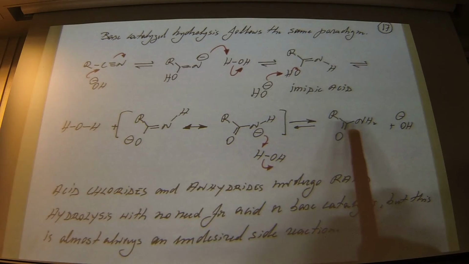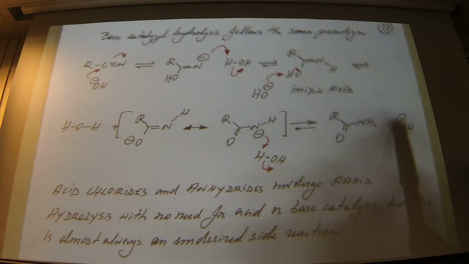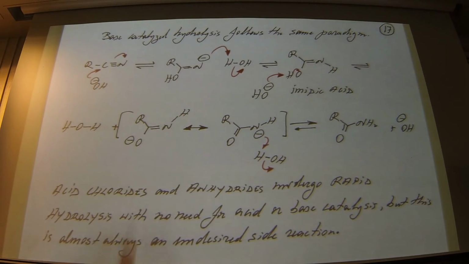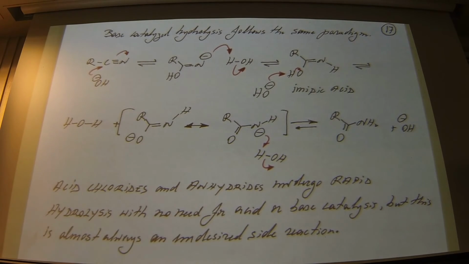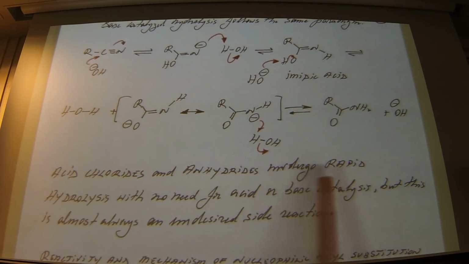And eventually end up with the amide and the hydroxide back. Now, acid chlorides and anhydrides undergo very rapid hydrolysis. In fact, you don't need any kind of catalyst. All you need is moisture in the air, and they react, which is usually what you don't want.